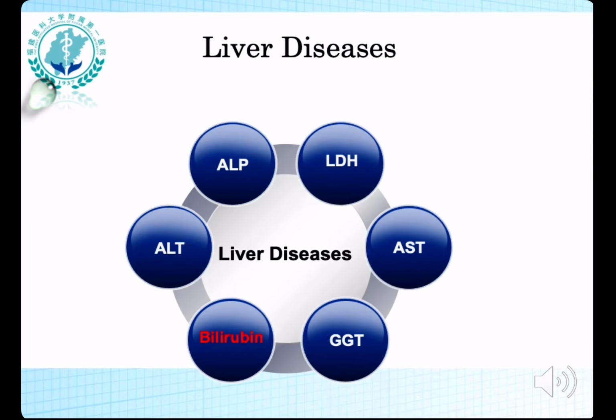Here are some very common markers for liver diseases, including ALT, AST, GGT, ALP, LDH, and bilirubin. Why here do I say markers, not enzymes? Alright, because bilirubin, okay? Bilirubin is not an enzyme.